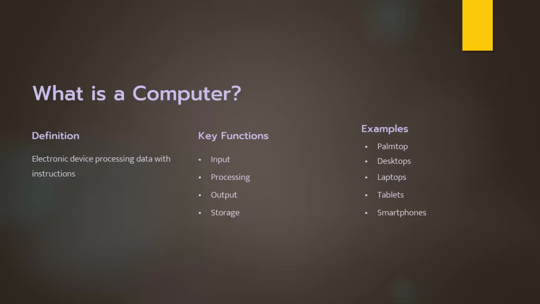Next, we will learn what we mean by computer, and then what the types of computers are. A computer is an electronic device processing data with instructions, and the key functions are input, processing, output, then storage. Examples of computers are palmtop, which is a very small computer system, then desktop, laptop, tablet, and smartphones.